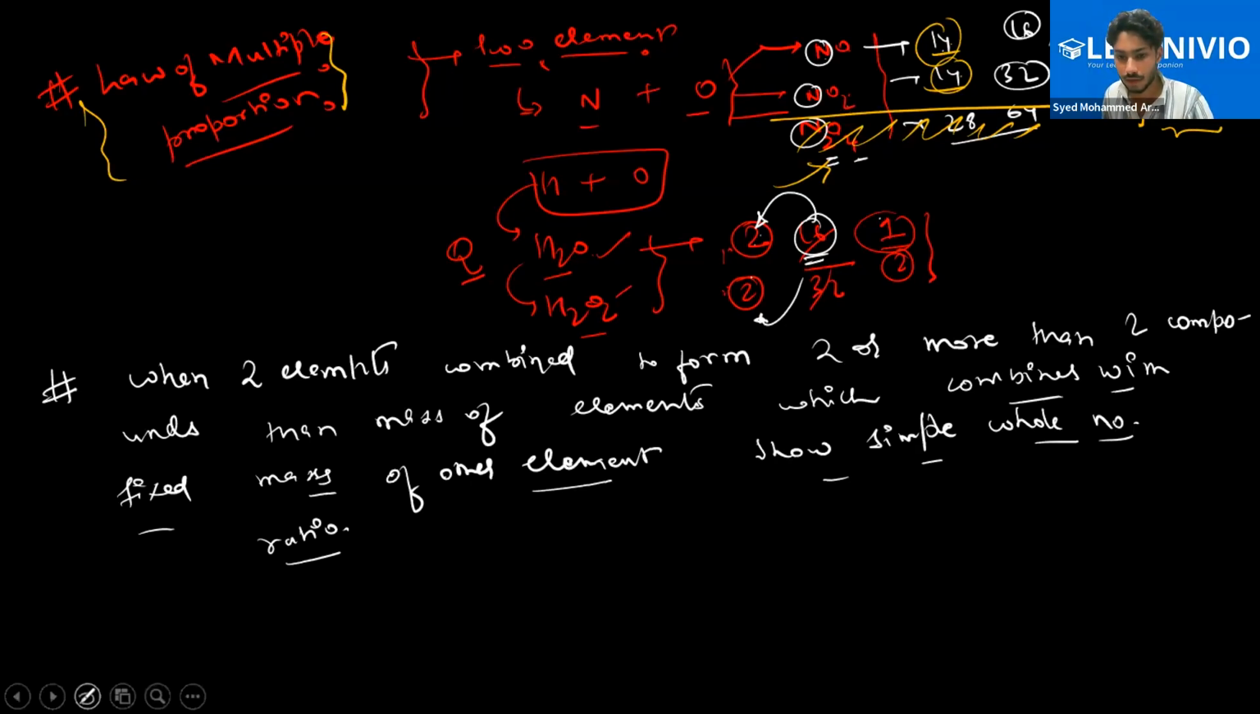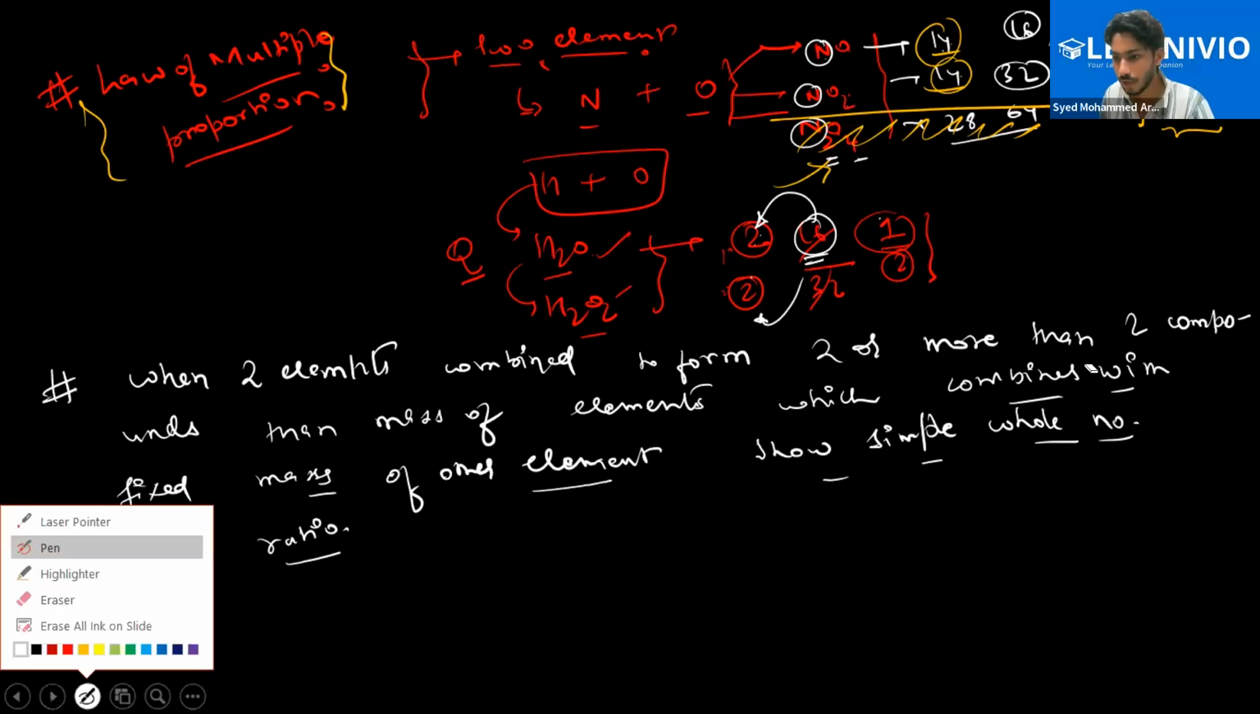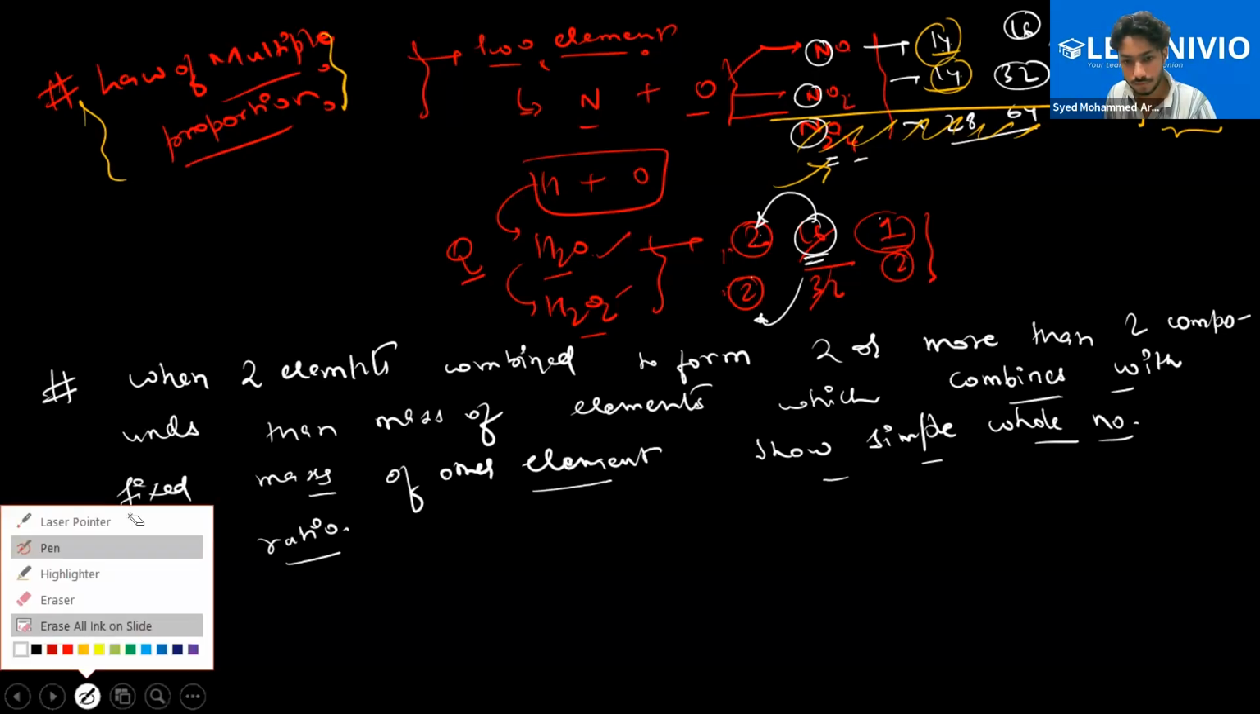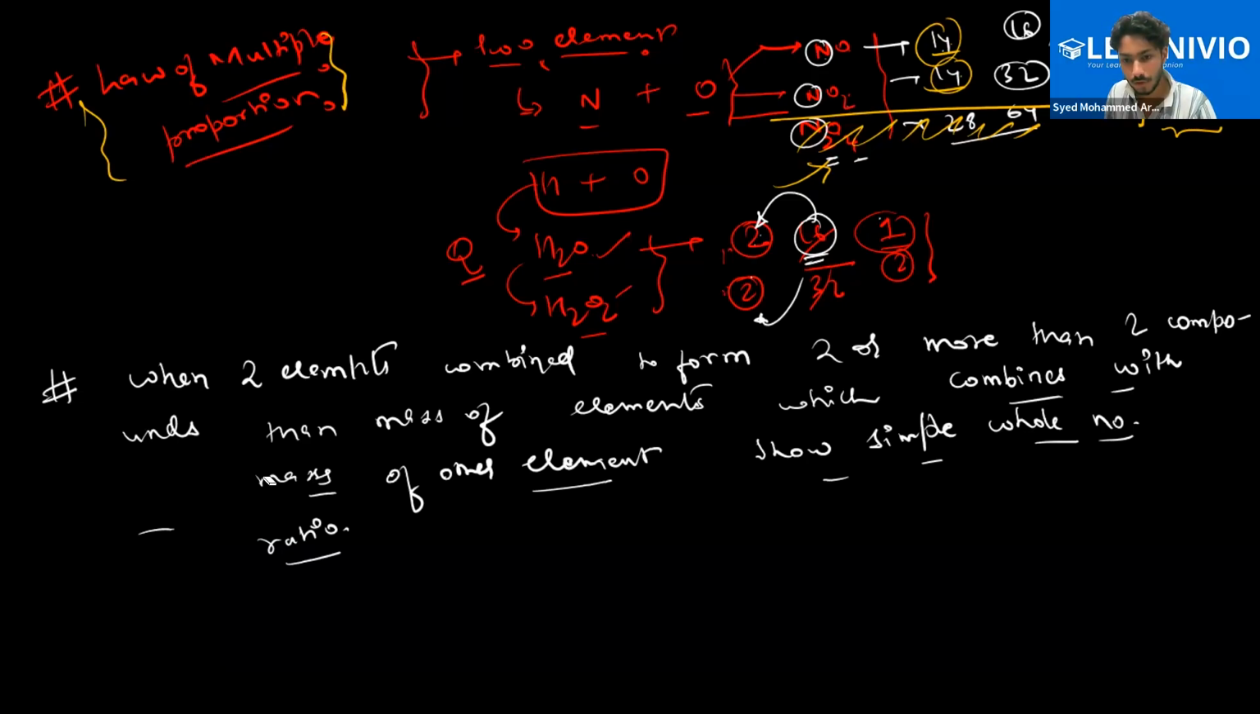Okay, I'm writing again. Combines with fixed mass of other element. Fixed mass of other element show simple whole number ratio. Very simple. Understood? Yes, sir.